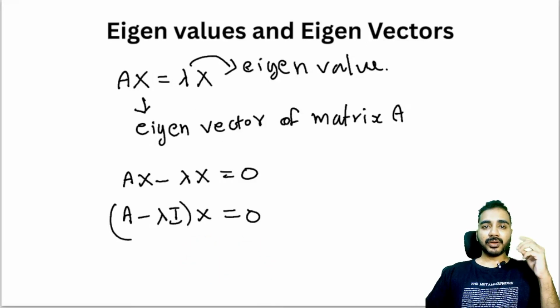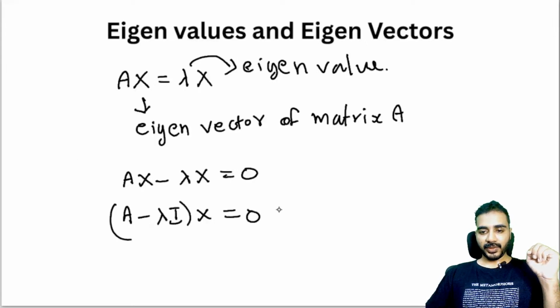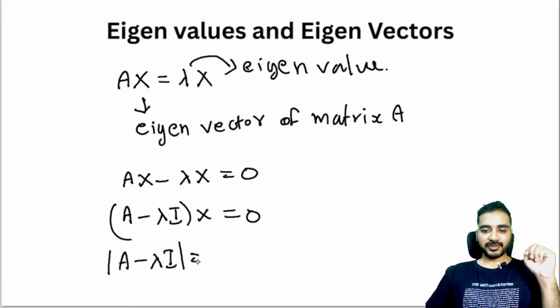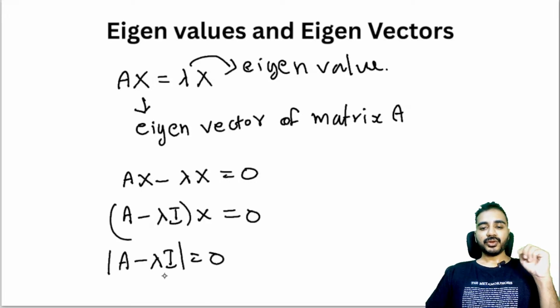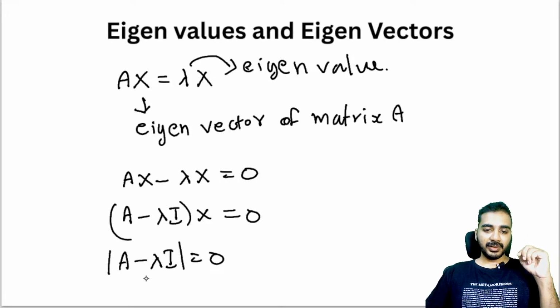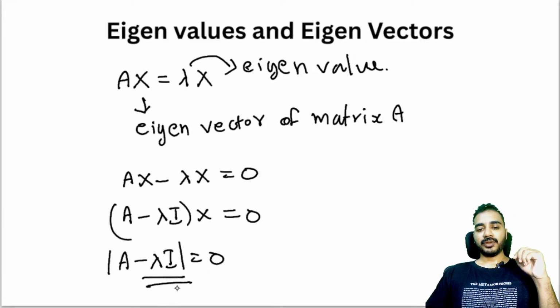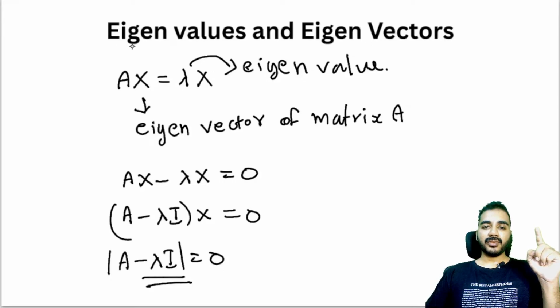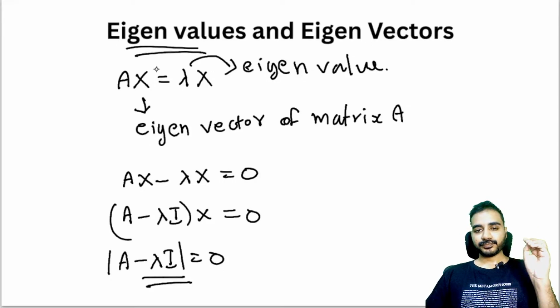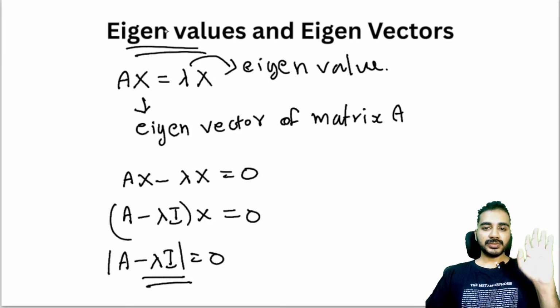In order to have a non-trivial solution to a homogeneous equation, it has to follow a condition, that is, the determinant of A minus lambda I must be equal to 0. To have a non-trivial solution, this has to be 0. The solution to this equation is called eigenvalues. So just remember these two things.